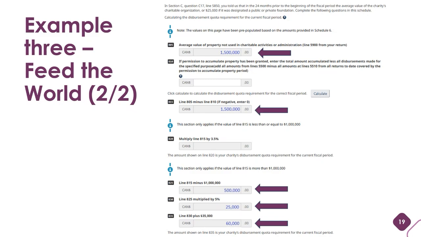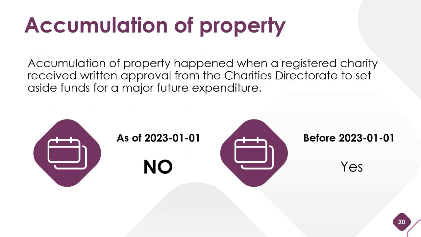All right, now on to a few considerations. First up, accumulation of property. Accumulation of property happened when a registered charity received written approval from the Charities Directorate to set aside funds for a major future expenditure. So, for example, a charity dedicated to providing shelter for unhoused individuals might have requested to accumulate property if it planned to purchase a new building but needed several years to raise the necessary funds. Or a medical research charity might have requested to accumulate property so that they could save up to buy specialized equipment, which would have been an investment that required significant funding.